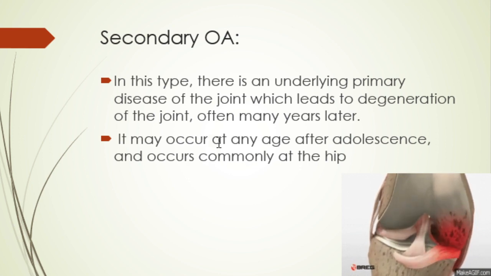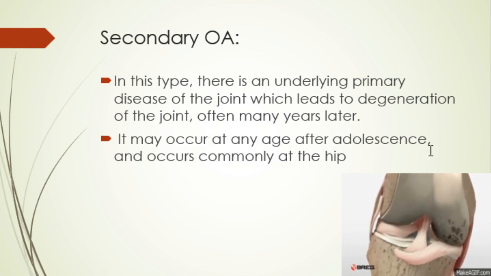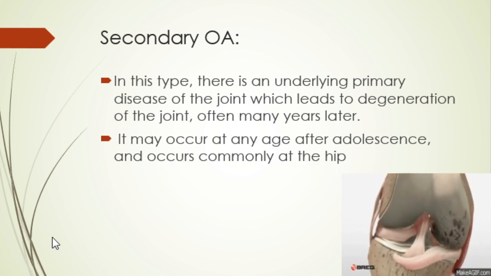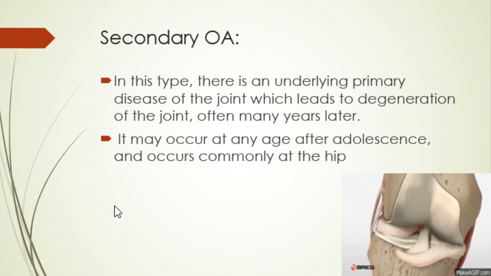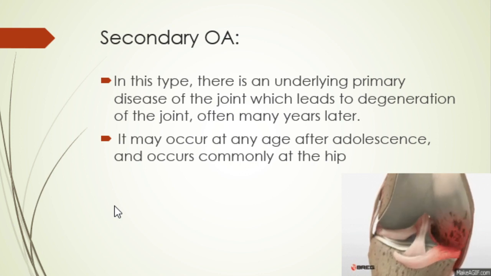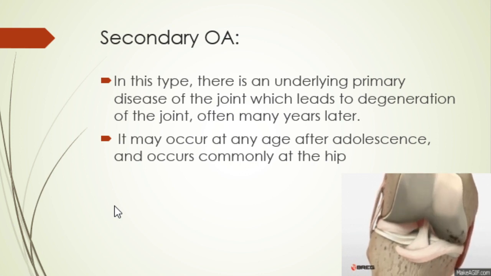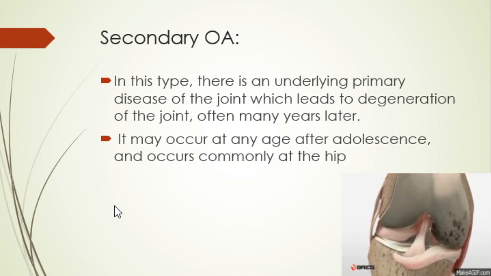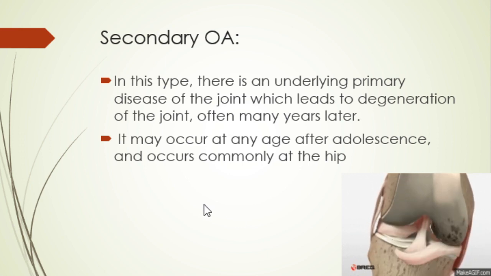It may occur at any age after adolescence and occurs commonly at the hip joint. In secondary osteoarthritis, there is an underlying primary disease of the bone such as osteomyelitis, or any condition which already weakens the bone, so that osteoarthritis occurs, and it is called secondary osteoarthritis.